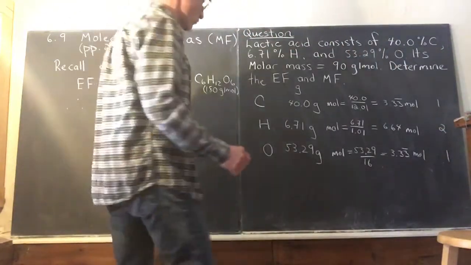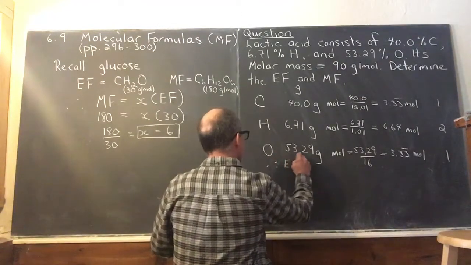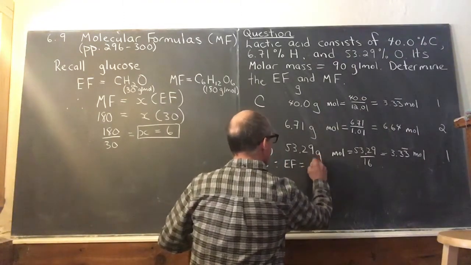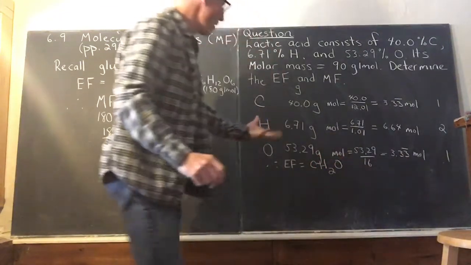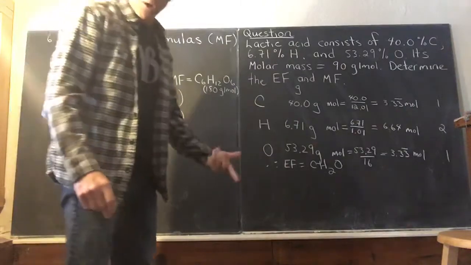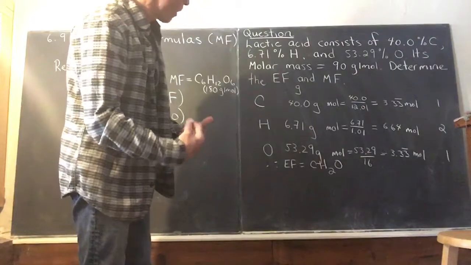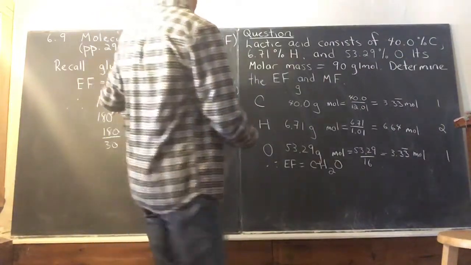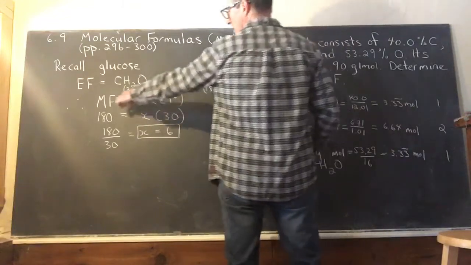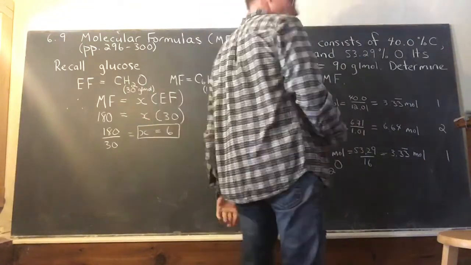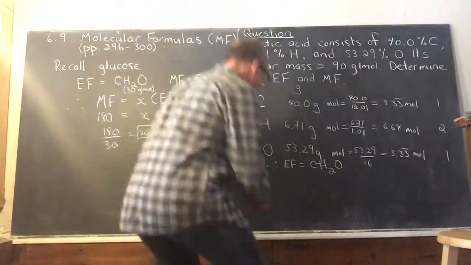So the EF is quite easy to get, right? Our empirical formula is simply going to be CH2O. So now we have done the hard part, really. Let's now look at the molecular formula. Remember our little equation over here. If we know the empirical formula and we know the molar mass, we can find X very easily and thereby figure out the formula. So let's go ahead and do it.